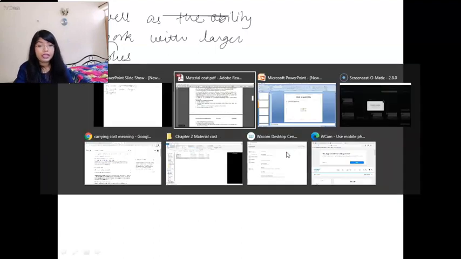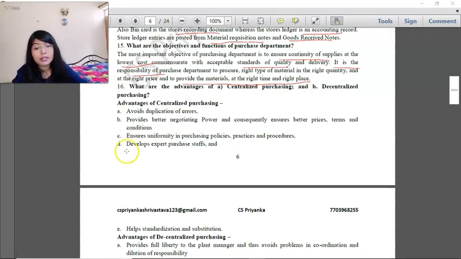So each of these methods has some positives and negatives. Let us see some advantages of both. The advantage of centralized purchasing is that you will be able to avoid duplication of error, because sometimes if you have more than two people doing the same thing, it leads to misunderstanding and miscommunication that leads to various errors. There might be a double order placed for the same department.